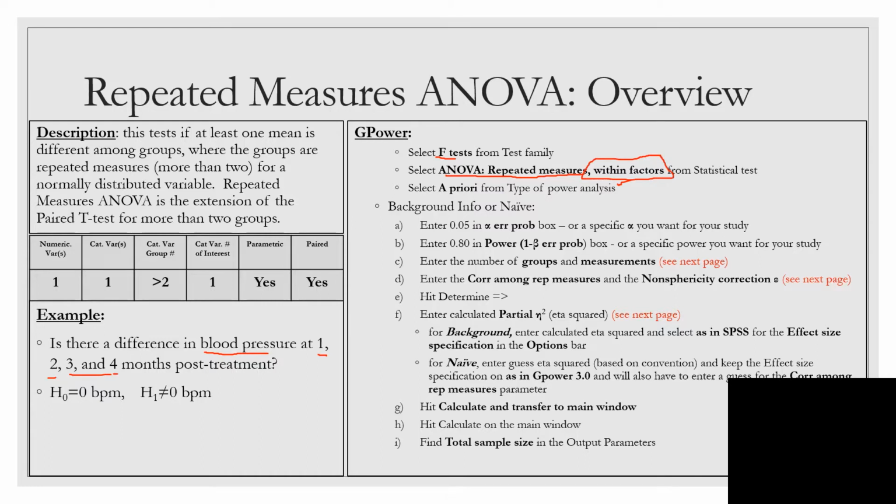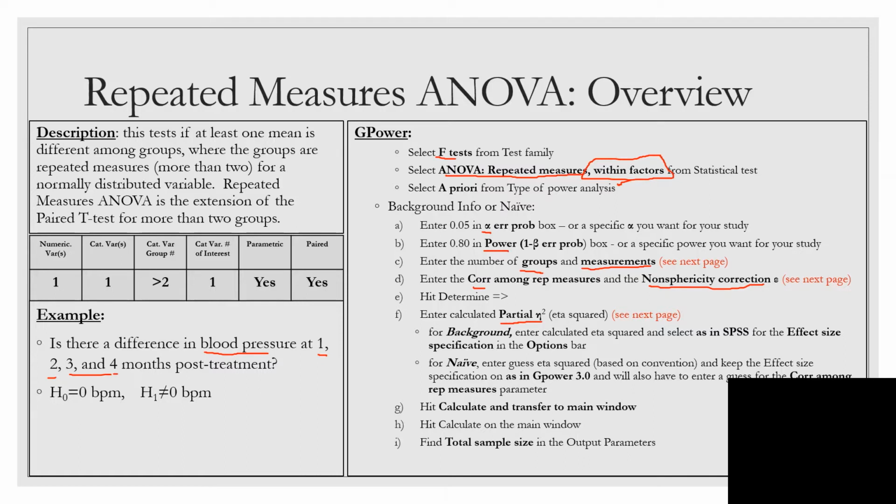For this, there's a lot more going on, so I'll briefly go through the information you'll need to add, but then we'll look at the next page for the parameter calculations. We'll need alpha and power, then the number of groups, and then the number of measurements. We'll need correlation and this non-sphericity correction. And then under determining it, we can enter a calculated partial eta squared, which we'll see more in the next page.